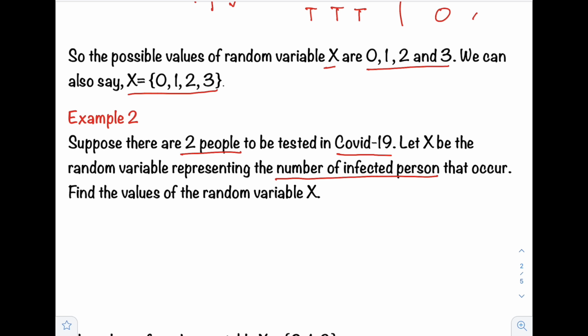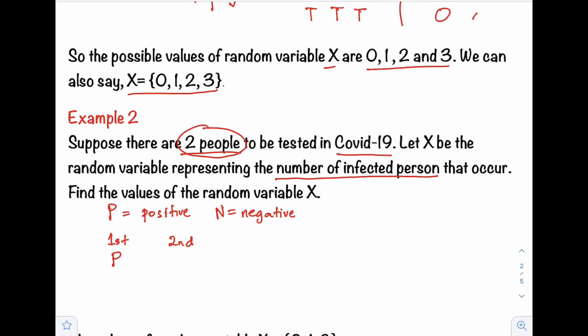Okay? So, ang first step natin dito, mag-assign tayo ng letters dun sa ating mga possible outcome. So, let P na dun sa mga nag-positive and N naman doon sa mga nag-negative sa COVID-19. Okay? So, since dalawang tao lang yung ating pinag-uusapan dito, so, lagay natin dito yung ating first person and yung second. Okay?